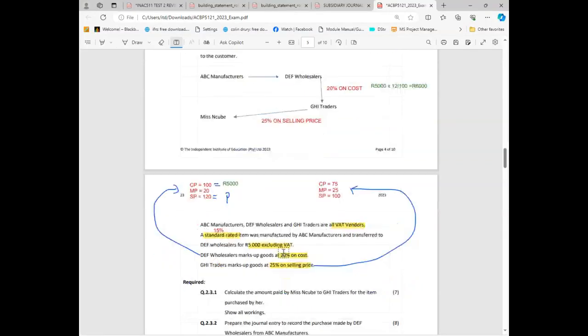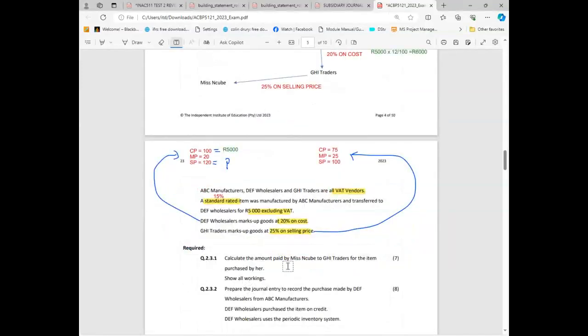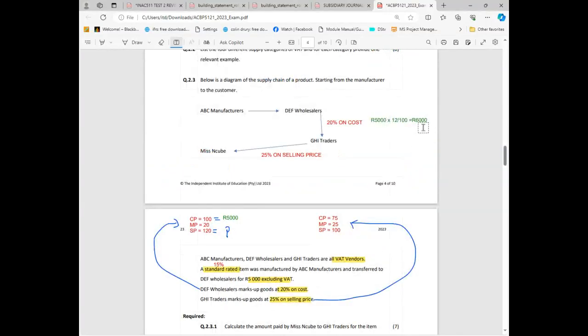Okay. Here they want to know, they say calculate the amount paid by Miss Nube to GHI Traders. Can you see now? Yes. So now we need to mark up this 6,000 using this method. Now we must come here. Oh, okay, I used the 5,000.